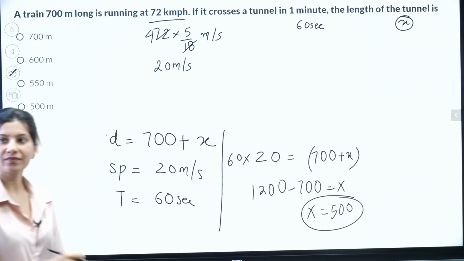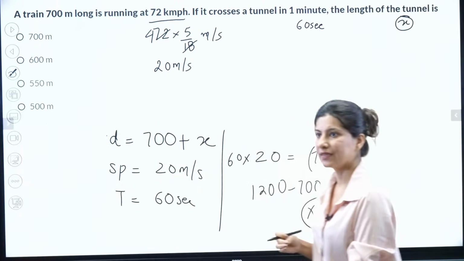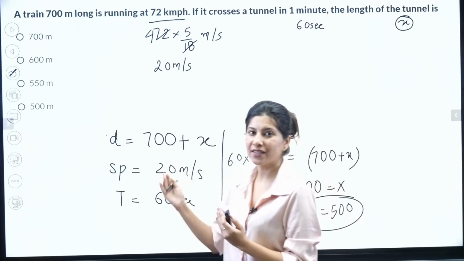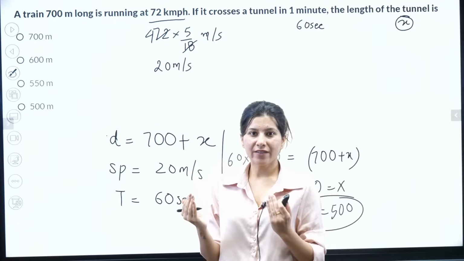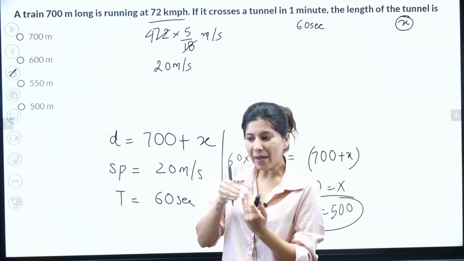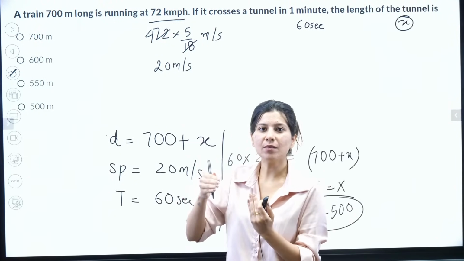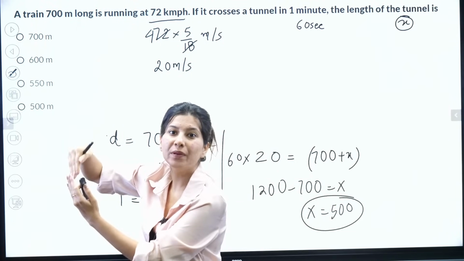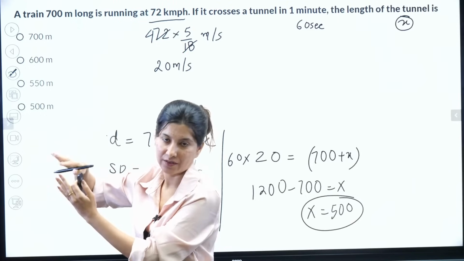Clear? Right? So you don't have to subtract it. Please realize, obviously, if I'm crossing it, so if I'm at the starting point, crossing means that I have crossed it completely. My end point is at the beginning of that tunnel, right?